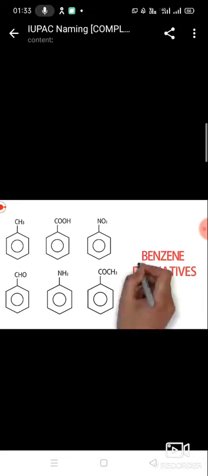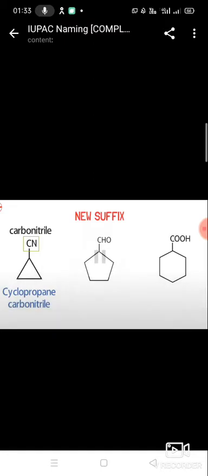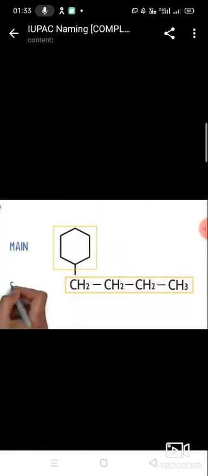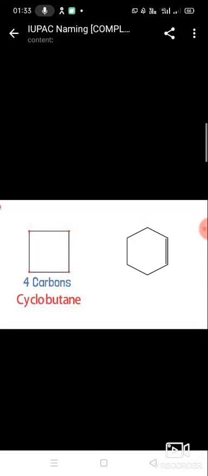So these are the benzene derivatives. If this benzene group contains a 4 carbon cyclobutane, or 6 carbons with a double bond, cyclohexene. How do we name it? Cyclohexene.